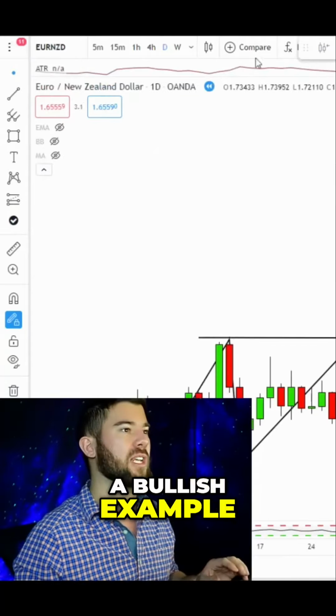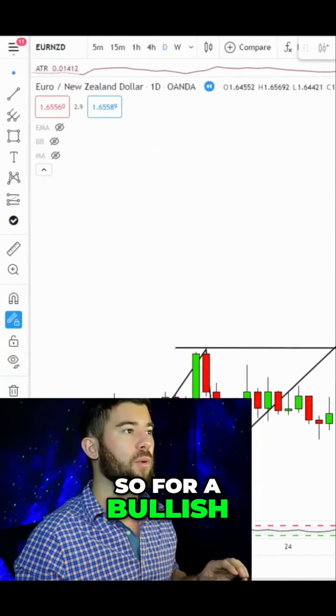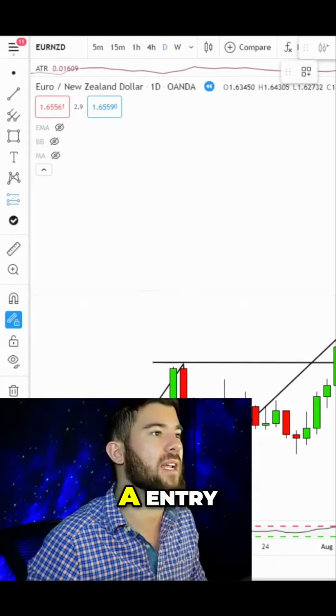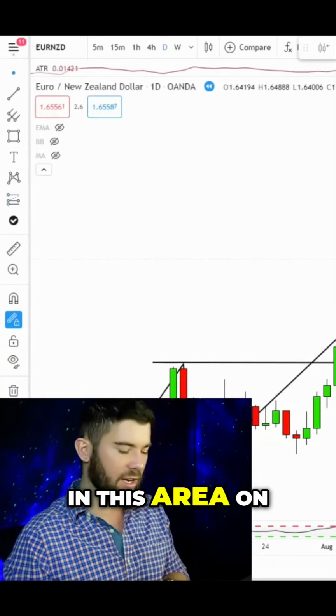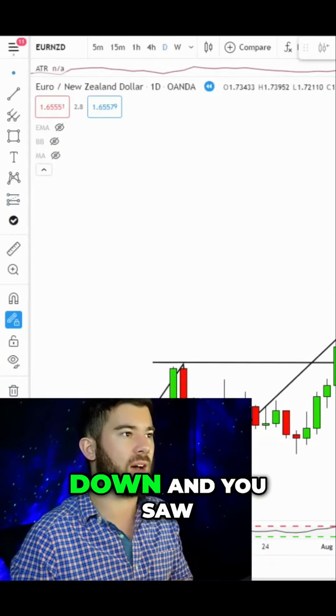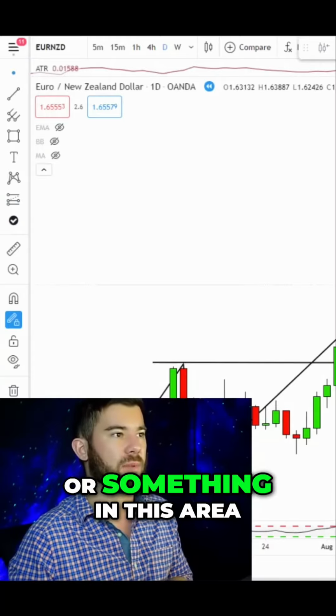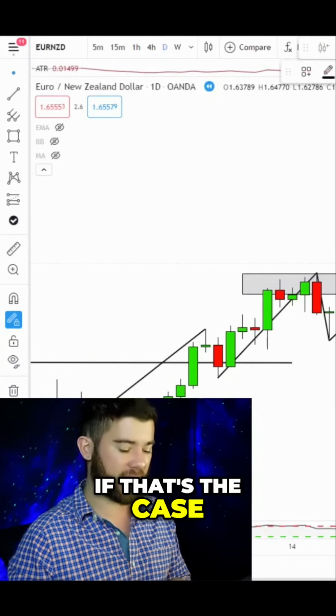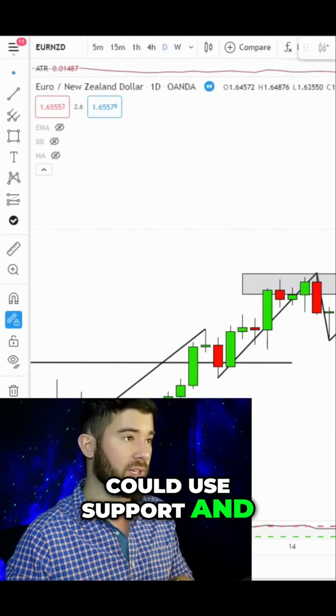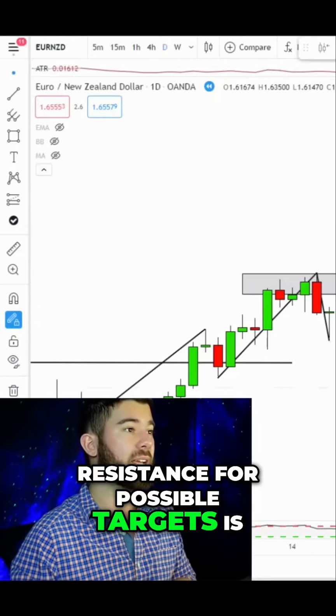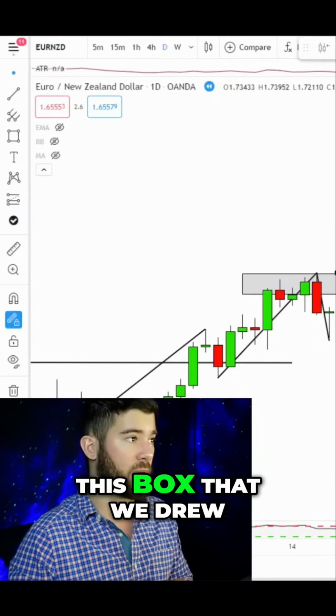Let's go back to a bullish example. So for a bullish example of this, let's say that you got an entry in this area on a lower time frame. Let's say you dropped down and you saw a double bottom or something in this area. If that's the case, then the way we could use support and resistance for possible targets is this level of support, this box that we drew.